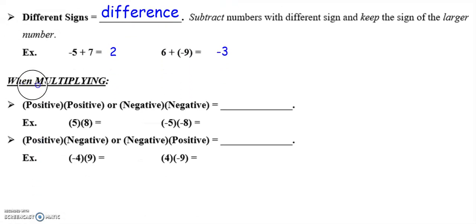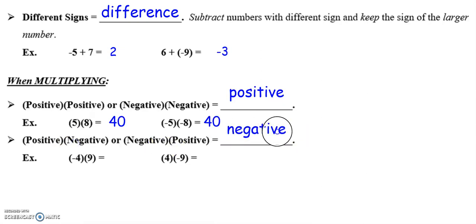And you also need to know your multiplying. So obviously you should know that a positive times a positive, or a negative times a negative, equals a positive. So when they have the same sign when you're multiplying, you should know they're positive. So therefore, this obviously is 40, and this is going to be 40. And if they have different signs, positive times a negative or a negative times a positive, you should know they come out negative. So obviously this would be negative 36, and this would be negative 36.